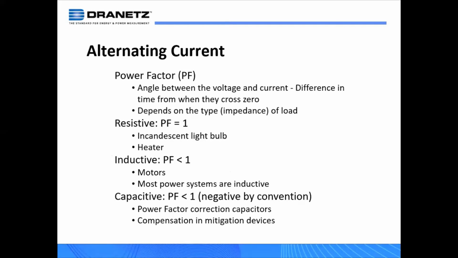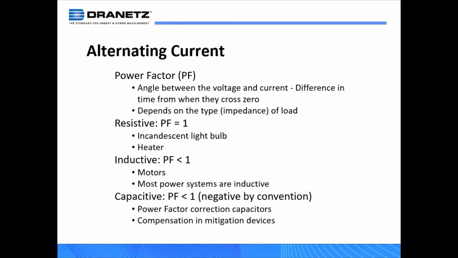And then of course you have alternating current, or AC for short. And these are the factors that are involved. It's the power factor, and then you have resistive, inductive and capacitive loads. The one thing to keep in mind regarding power factor is that there are basically two different types of power factor. If you think of the old traditional method, which was simply the angle between voltage and current, and then you take the cosine of that, that is known as displacement power factor, DPF.